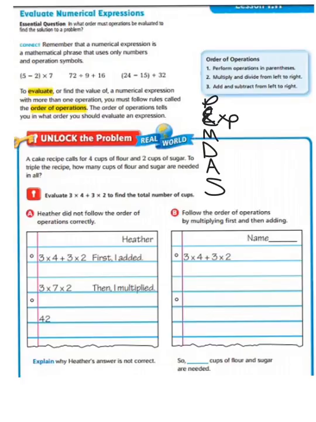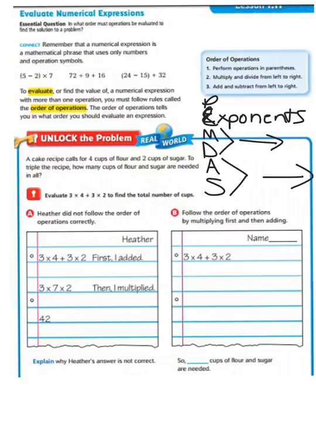Exponents come second. Multiplication and division are done at the same time from left to right. Addition and subtraction are done at the same time from left to right. So that is the order of operations, and your acronym for that is Please Excuse My Dear Aunt Sally. P stands for parentheses, E stands for exponents, M and D stand for multiplication and division, and A and S stand for addition and subtraction.